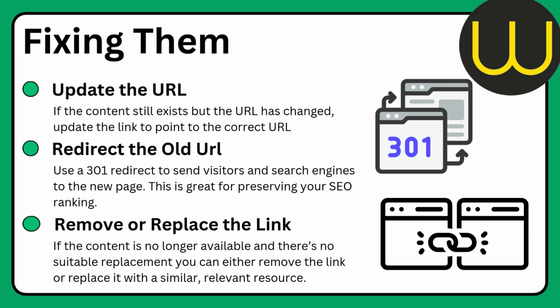Alright, now that we've found the broken links, it's time to fix them. Here's how. Update the URL. If the content still exists but the URL has changed, update the link to point to the correct URL. Redirect the old URL. Use a 301 redirect to send visitors and search engines to the new page. This is great for preserving your SEO ranking. And finally, remove or replace the link. If the content is no longer available and there's no suitable replacement, you can either remove the link or replace it with a similar relevant resource.